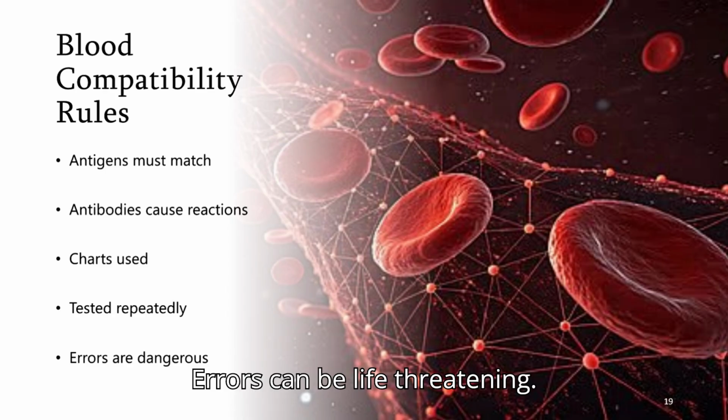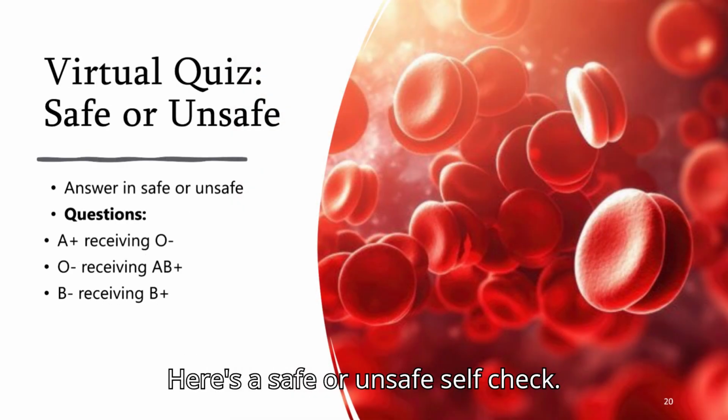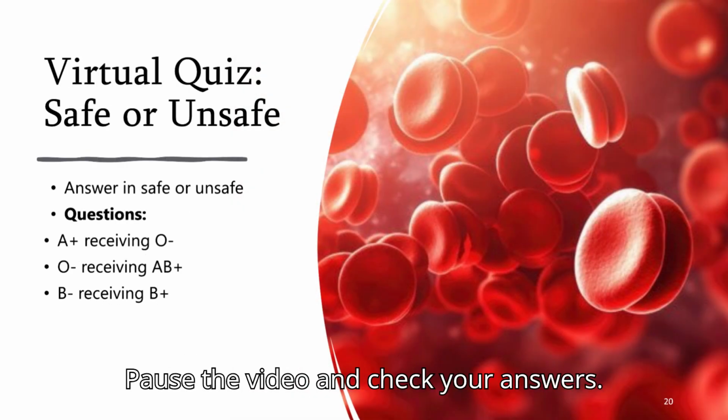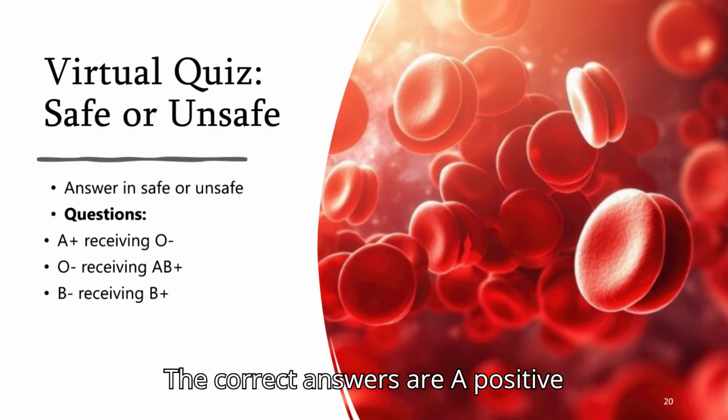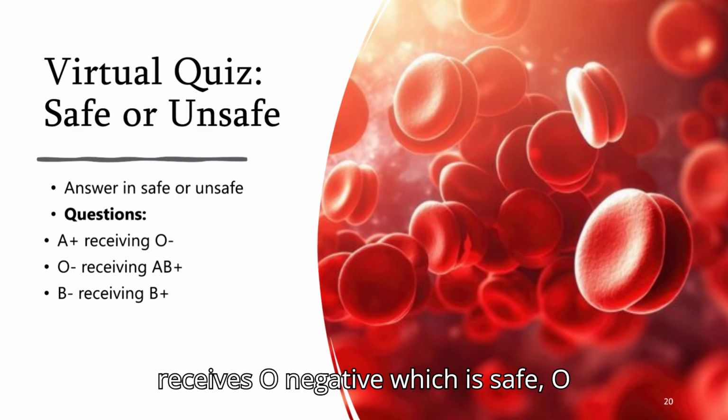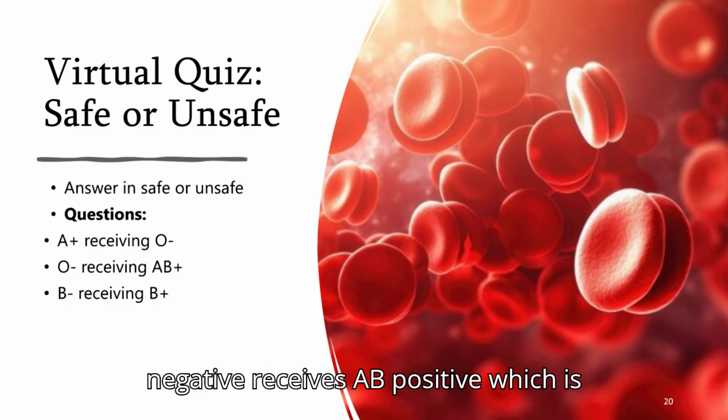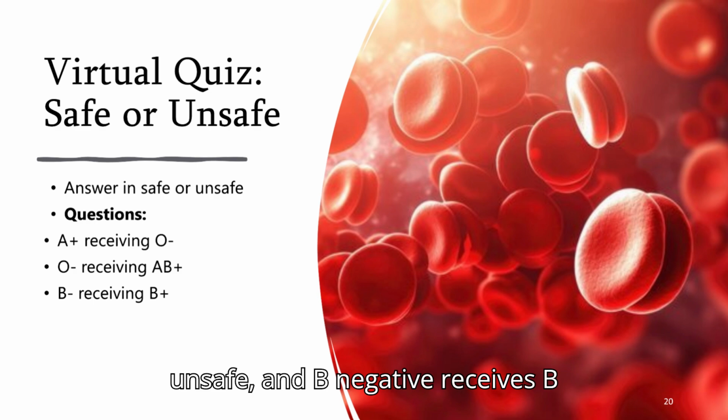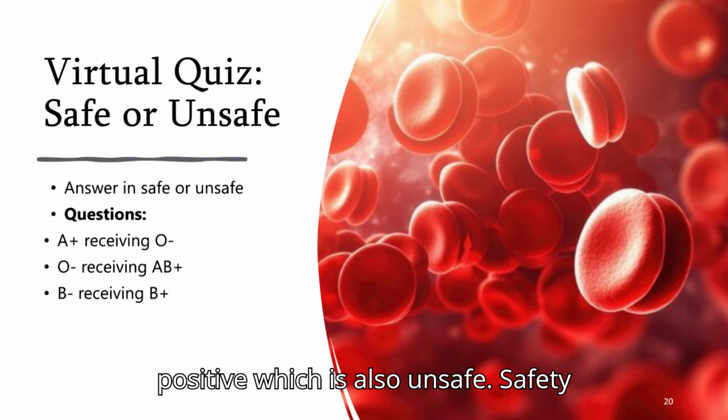Errors can be life-threatening. Here's a safe or unsafe self-check. Pause the video and check your answers. The correct answers are: A positive receives O negative, which is safe. O negative receives AB positive, which is unsafe. And B negative receives B positive, which is also unsafe.